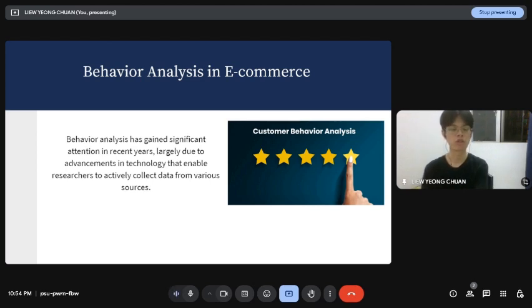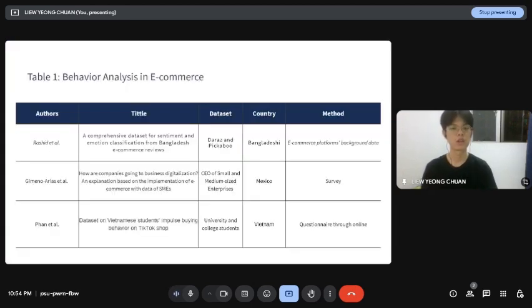In the following slides, I will show you three different methods used to gather the data sources. The first one uses e-commerce platform background data, from platforms named Daraz and Pickaboo, which are two platforms from Bangladesh. The second research used a survey to gather information from the CEOs of small and medium-sized enterprises in Mexico. The last one used an online questionnaire in Vietnam, gathering the opinions of university and college students. With all of this data, we can conduct a basic customer behavior study. But in our assignment, we are digging further into churn prediction. So next, I will pass to the next person for the churn prediction.